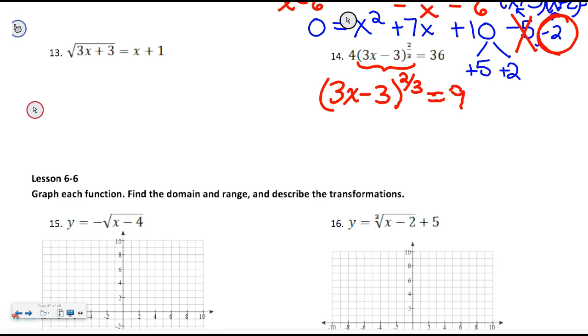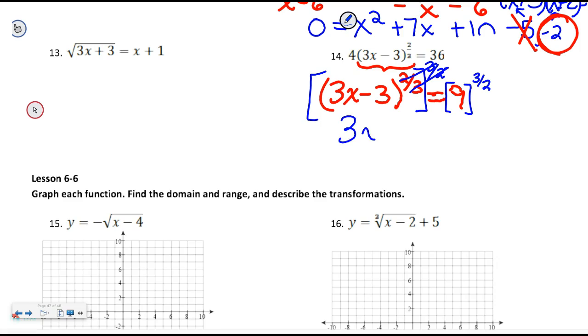Now that I've isolated that chunk, I need to get rid of the exponent. So I raise both sides to the reciprocal power, or the flipped power. So to the 3 over 2 and to the 3 over 2. Remember why we do that. We end up getting 6 over 6, which is 1. Anything to the first power is just itself, so it's completely gone. And I get 3x minus 3 is equal to.